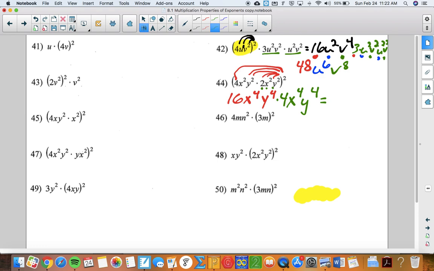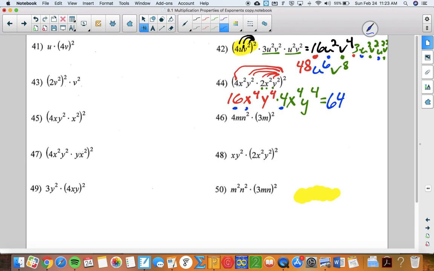Now we're not done. Our final answer should never have repeated factors that are numbers, like a 16 and a 4. We got to multiply that together, right? And then also, you should never have repeated variables. Like I see an x right here and an x right here. So we got to put those together. So 16 times 4, we actually multiply that together. Use your calculator if you need to. That's 64, I'm pretty sure.